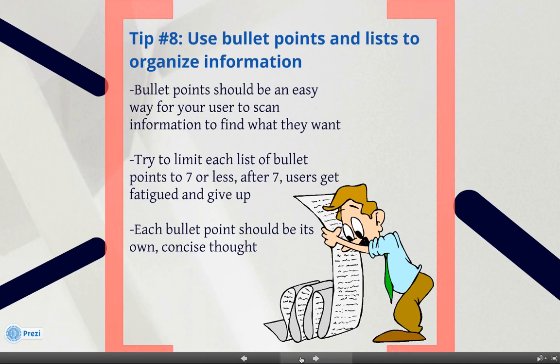Okay, so use bullet points and lists to organize information. Again, we talked about this at the beginning when we were saying, break up that content so it's not huge hunks of text. Bullet points are a great way to do that. They're an easy way for people to scan information. The thing to keep in mind with bullet points is that there's a rule of 7. People can't remember more than 7 things generally. So try to keep your bullet point list to 7 or less. Any longer than that, and users get fatigued again. Each bullet point, just like a sentence on the web, should be its own concise thought. You don't need a lot of content per bullet point.